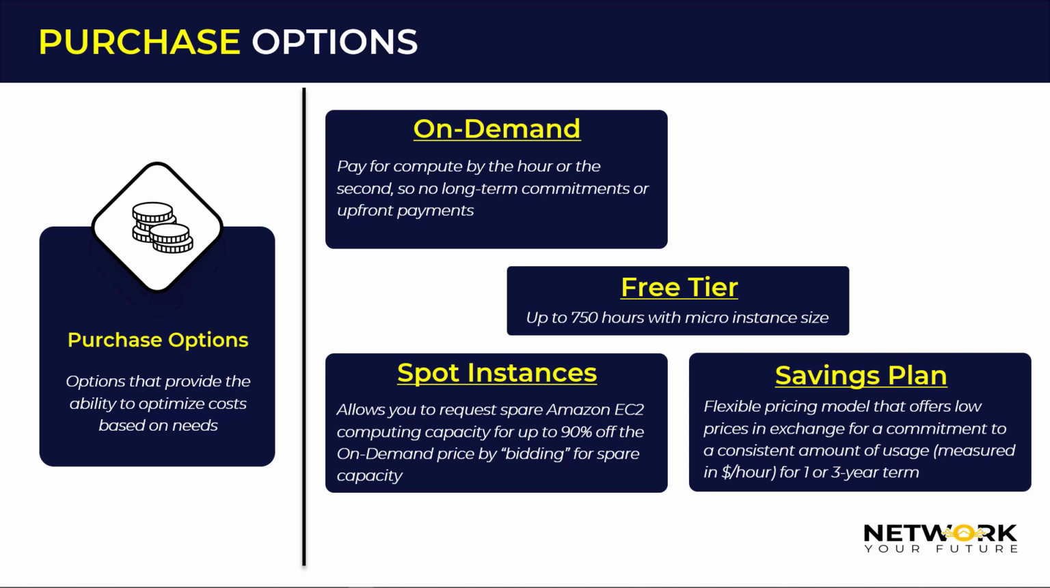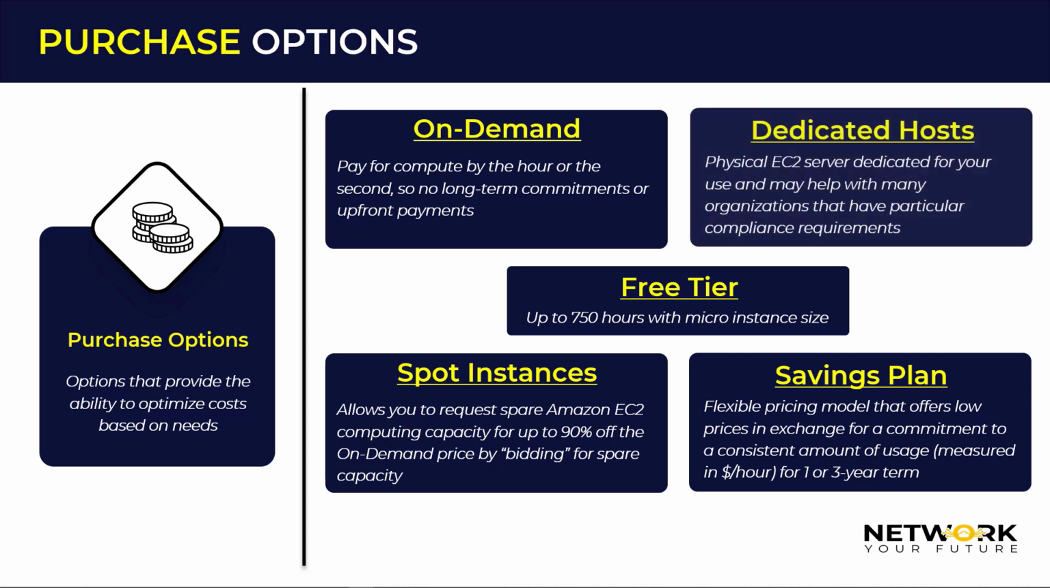Choosing the Amazon savings plan, you can commit to a specific monthly spend instead of an instance family. You can also use the savings plan you commit to with other services on AWS, such as Lambda functions or Fargate. Dedicated hosts provide you a dedicated EC2 server.